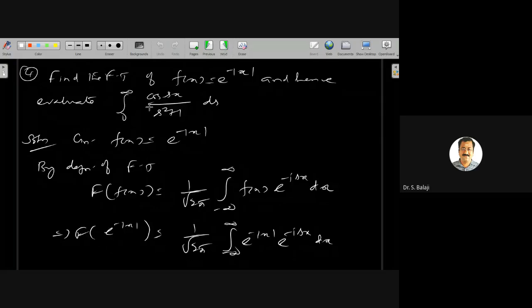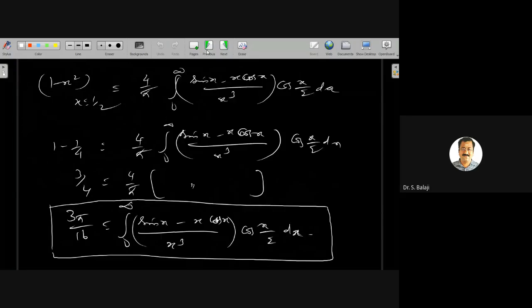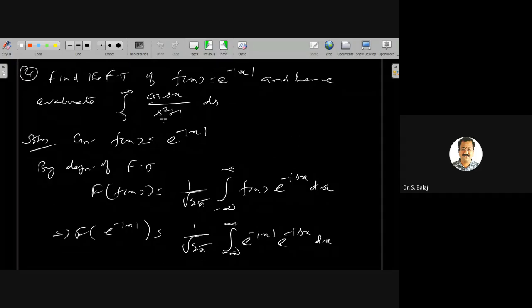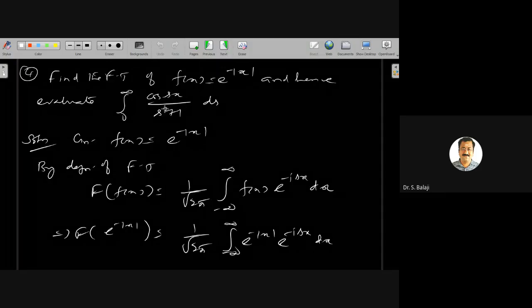And here is also the evaluation of this type of integral, 0 to infinity cos sx by s square plus 1 ds. Very tedious, but this type of integral we can solve with the help of contour integration also. You may have already studied this in contour integration in the previous semester. Otherwise you can solve with the help of Fourier transform. But the previous type of problem you cannot solve with contour integration, only with Fourier transform. Here both are possible.